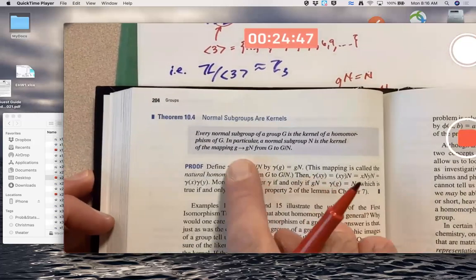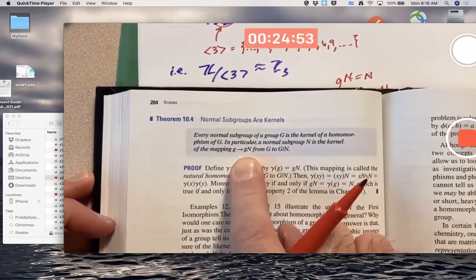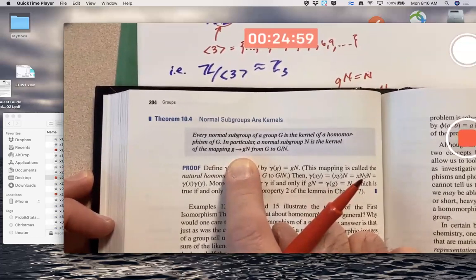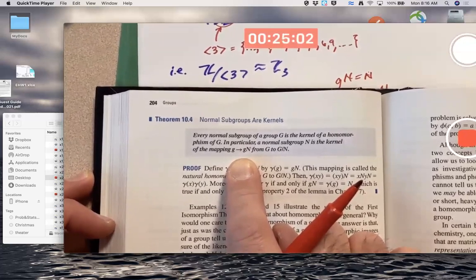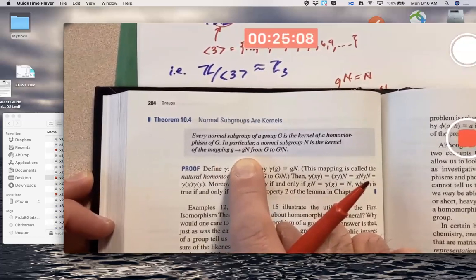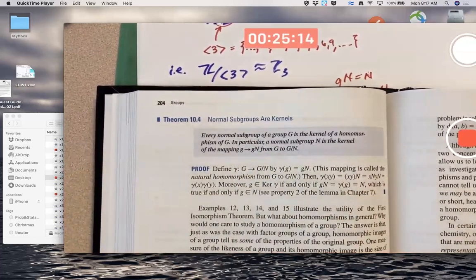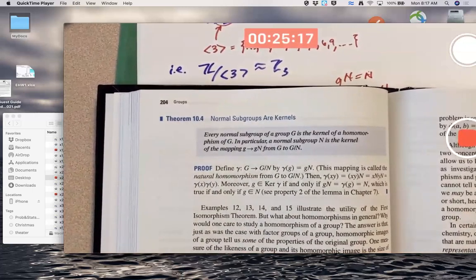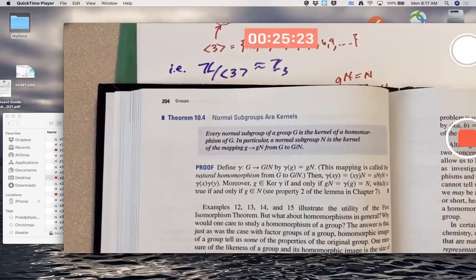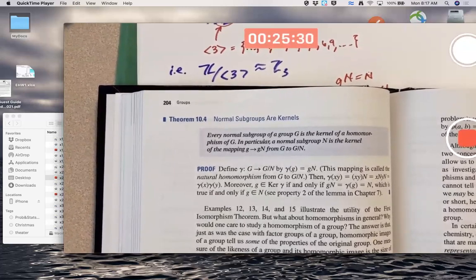So what elements get mapped to the identity here? Everything that's in N gets mapped to the identity. If g is in N, then gN will equal N, which is the identity element of the factor group. And if g is not in N, then gN will not equal N. It will not equal the identity element of the factor group. Essentially what this is saying in conjunction with the first isomorphism theorem is that studying homomorphisms and their images is equivalent to studying factor groups. They're really the same thing, the same idea thought about in different ways.